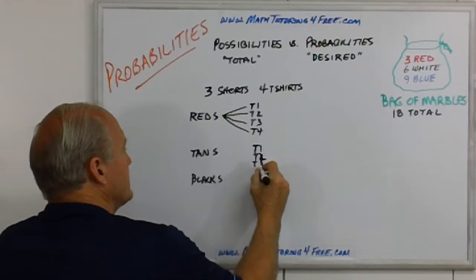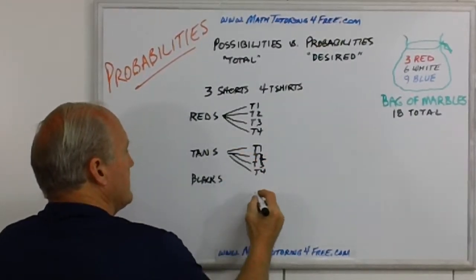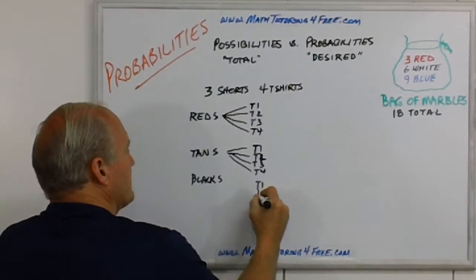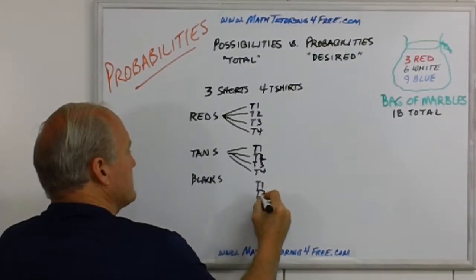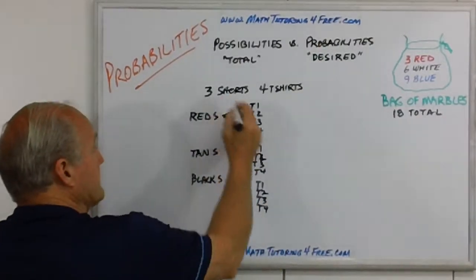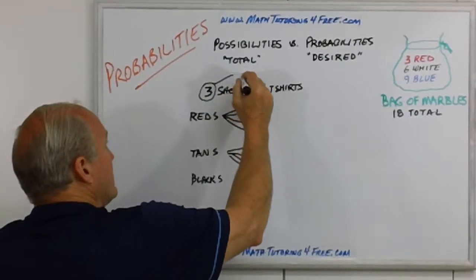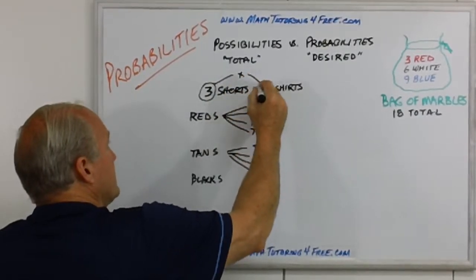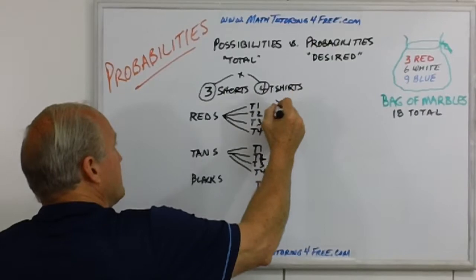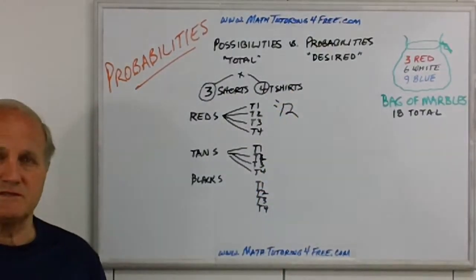T1, T2, T3, T4. And again, I hope that what you see is we've got a total number of possibilities of the product of these two. In other words, 3 shorts times 4 shirts equal a total of 12 possible combinations.